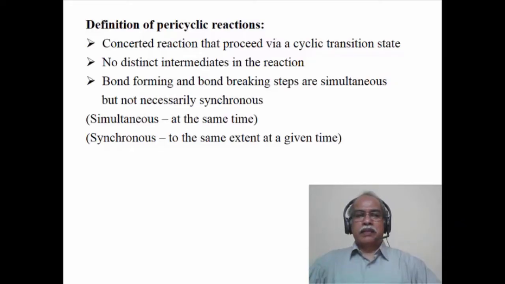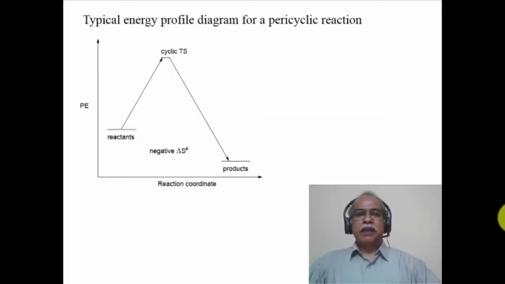So pericyclic reactions are essentially reactions proceeding through a cyclic transition state without the formation of any kind of intermediate, in the sense that the bond forming as well as the bond breaking steps are taking place simultaneously but not necessarily synchronously. So this is a broad definition of any pericyclic reaction. From the potential energy point of view, one can define the pericyclic reaction as the one going from the reactant side to the product side through a cyclic transition state.